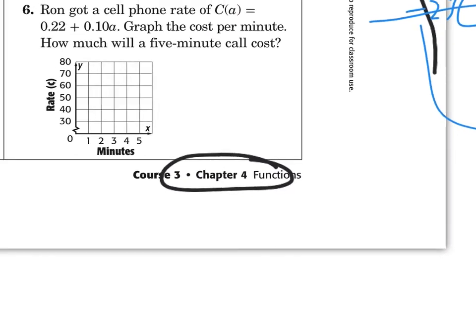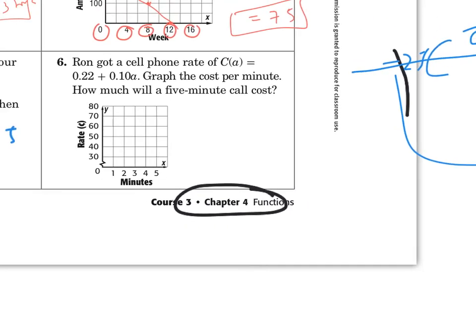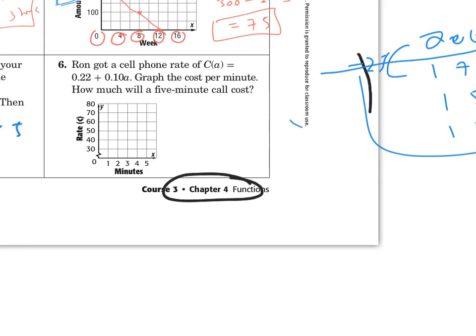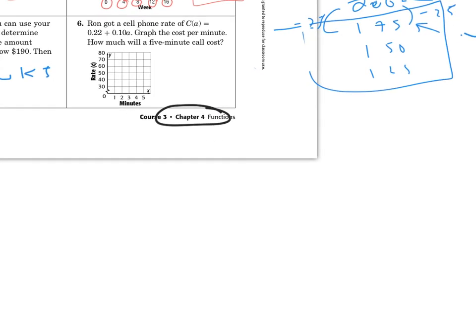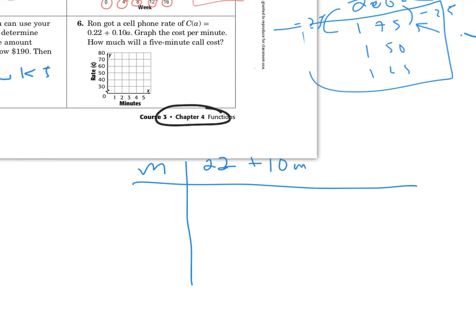Okay. Well, what we want to do is find out how much it is each minute. And that's easy enough to do. We just have to create an input-output table. To create the input-output table, we want an X, or minutes. Sorry about that. We want to use minutes. We want to use a function of 22 cents plus 10 cents a minute. And then we're billed on minutes, and that's our cost.